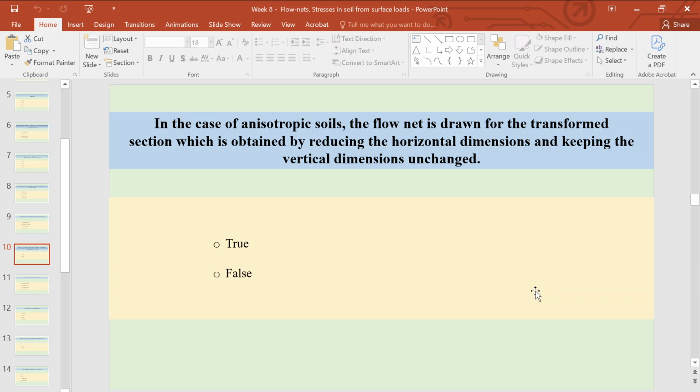I repeat the statement. In the case of anisotropic soils, the flow net is drawn for the transformed section, which is obtained by reducing the horizontal dimensions and keeping the vertical dimensions unchanged. Is this statement true or false? If it is true, you have to say how it is changed. If it is false, then it is fine. Anyway, next question.